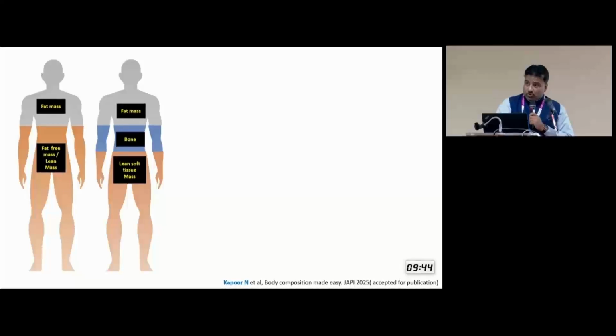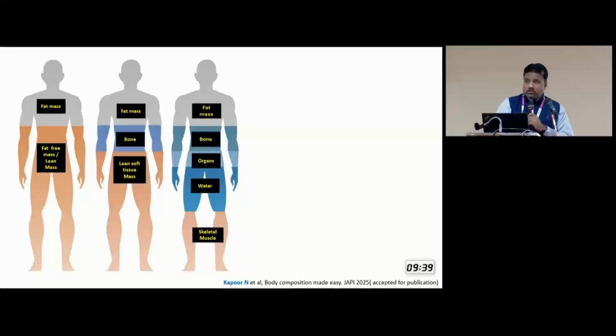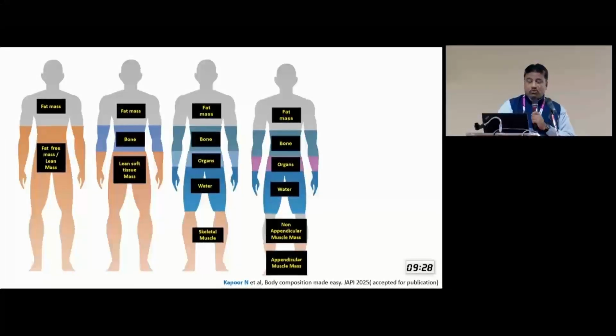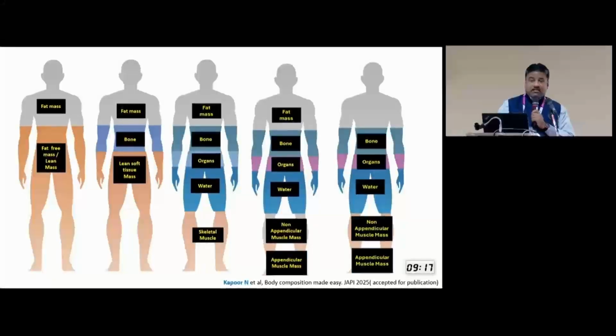Lean soft tissue mass is also not just one homogeneous aspect. It includes organs, water content, and skeletal muscle content. Skeletal muscle content is also not uniform, and it can be further categorized as skeletal muscle present in the appendicular mass or in the non-appendicular mass. Apart from that, is fat mass uniform? Again, I'm sure all of us have learned in physiology, fat mass is also not uniform. We have the subcutaneous fat and the visceral fat, and the visceral fat is the one which is bad.